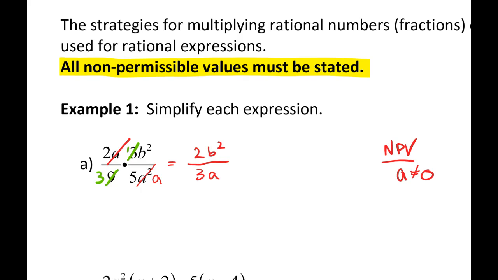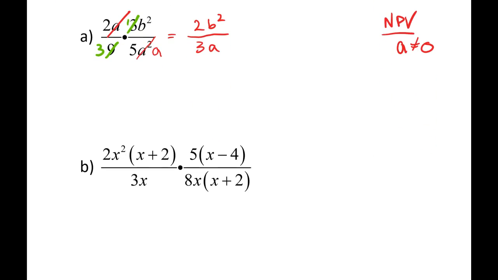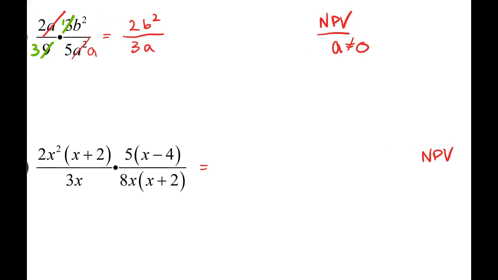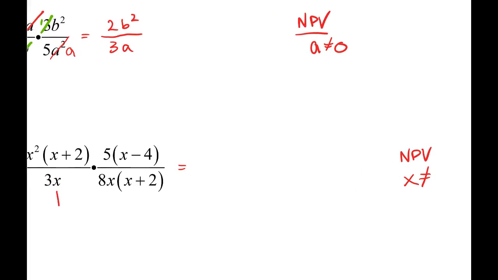Alright, so that's a simplified rational expression. Okay, next one. Again, what do we do first? NPVs. What is the non-permissible value here? Well, x cannot be 0, right? Because if we put a 0 here, this would all equal 0. So it can't have 0.